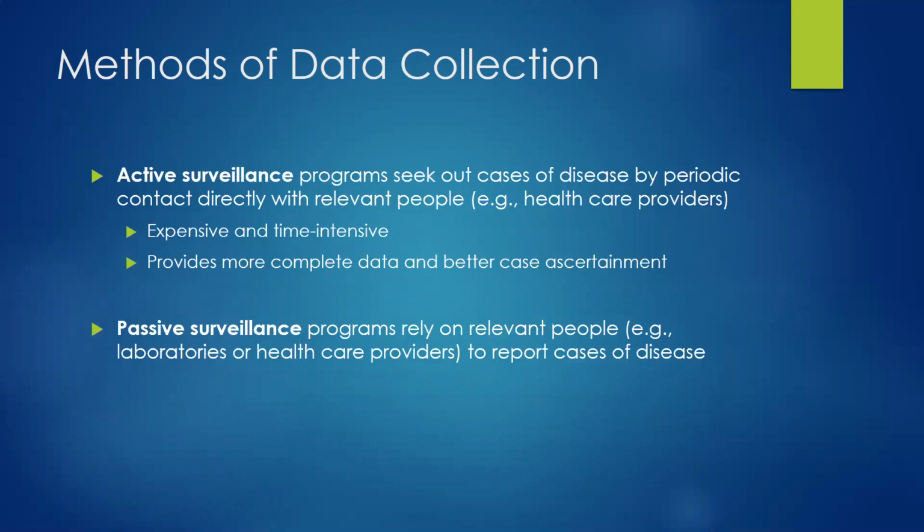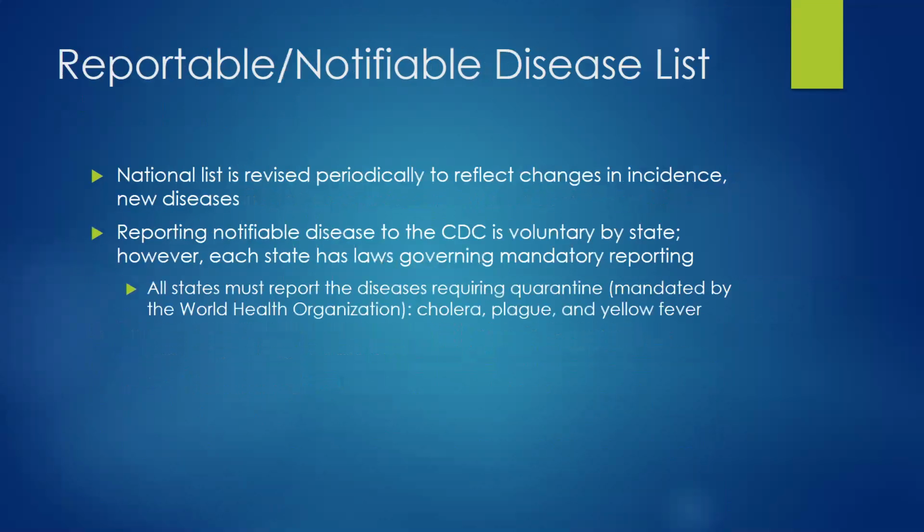In passive surveillance, we're just relying on people to report disease that's happening. So this is what we most often end up doing, largely just because of the time and cost limitations of active surveillance. But we ask people to report, so labs or healthcare providers to report particular conditions to a central location, often the local or county health department.